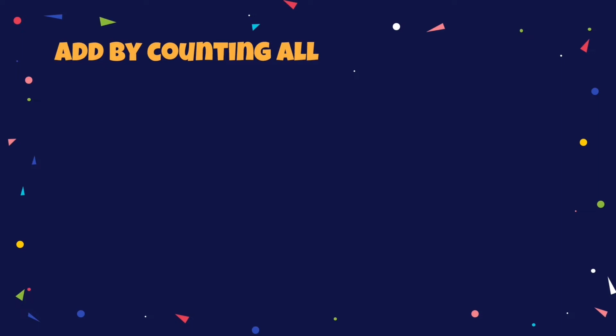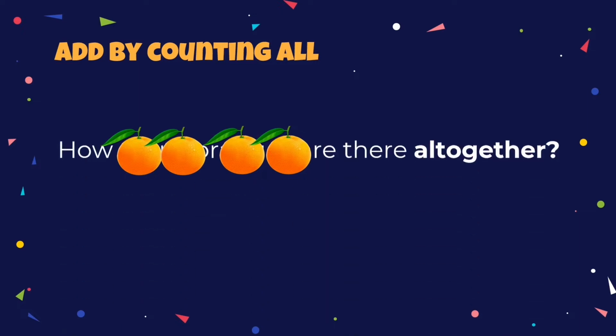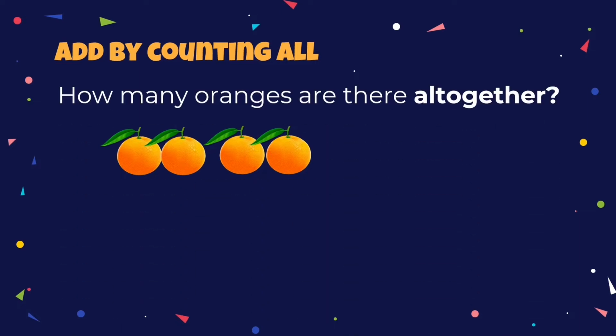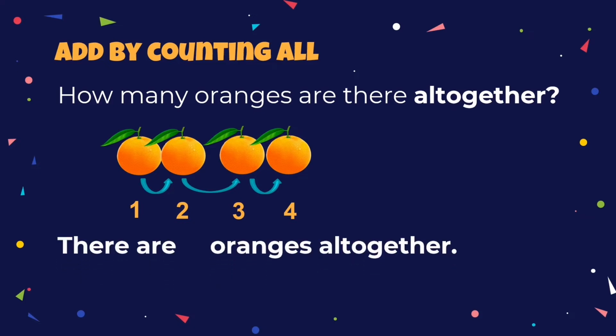The first way that we have is add by counting all. So we're going to count them all. I have here oranges. The question is, how many oranges are there all together? Let's put them together and count. We have 1, 2, 3, and 4. So we have 4 oranges all together.